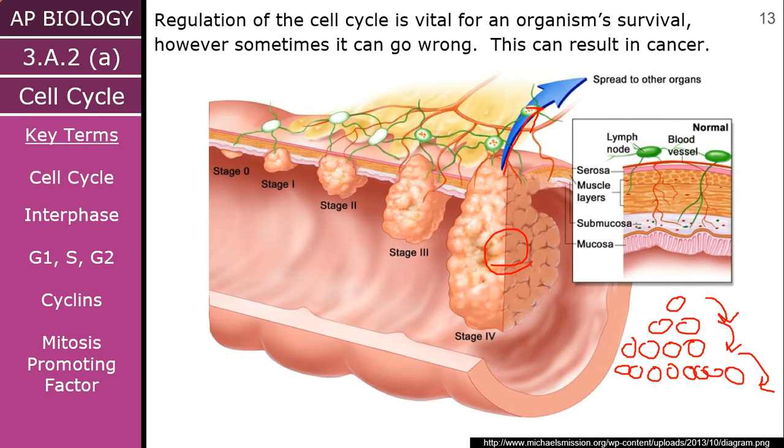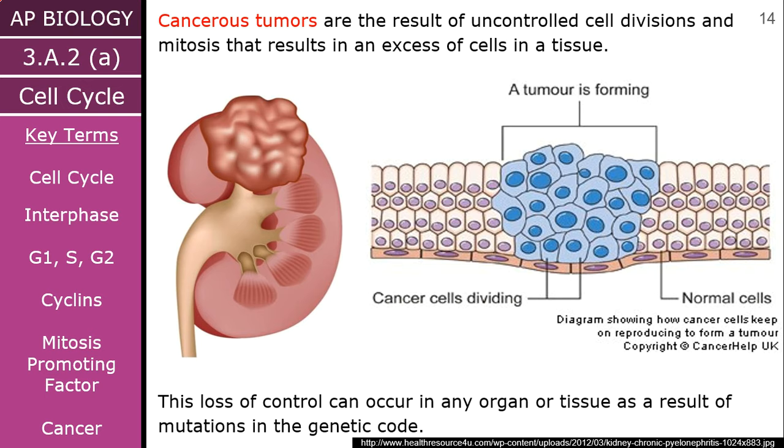So again, those tumors are the result of uncontrolled cell division, because the checkpoints aren't working properly. Anytime you see a mass of cells that doesn't really fit, like here's this mass of blue cells that doesn't look nice and orderly like all of these did, that's a good tell that a tumor is starting to form. This can happen pretty much anywhere in your body, and it's the result of a mutation in the genetic code. Something in your DNA changed, and that has caused those lights to turn green and stay green.